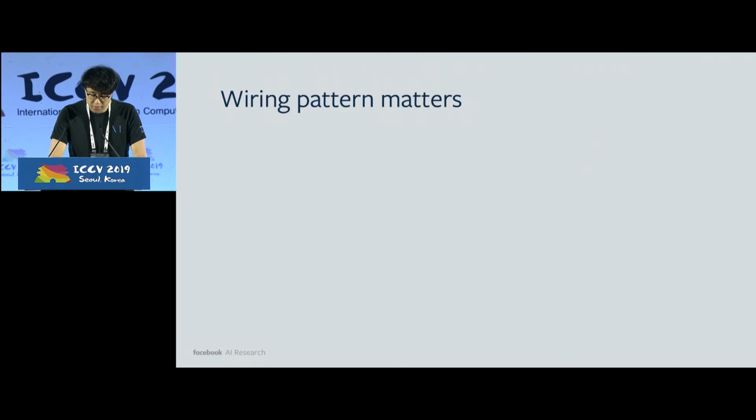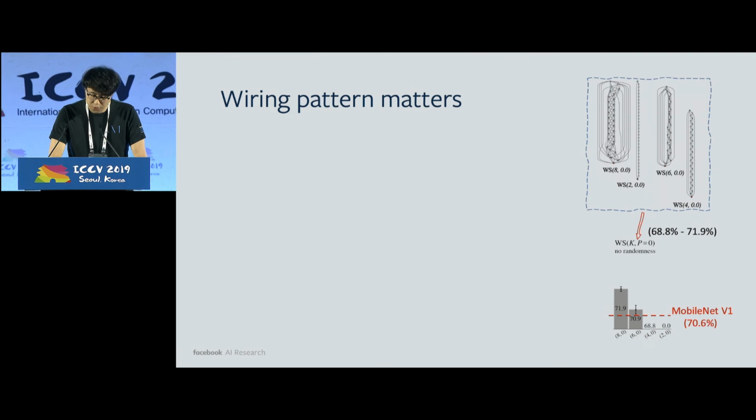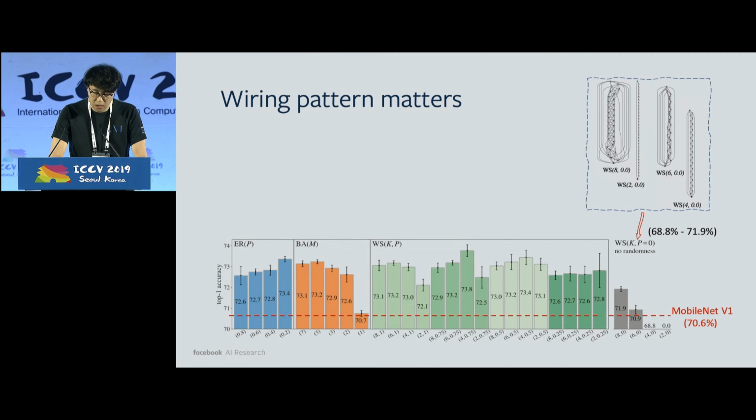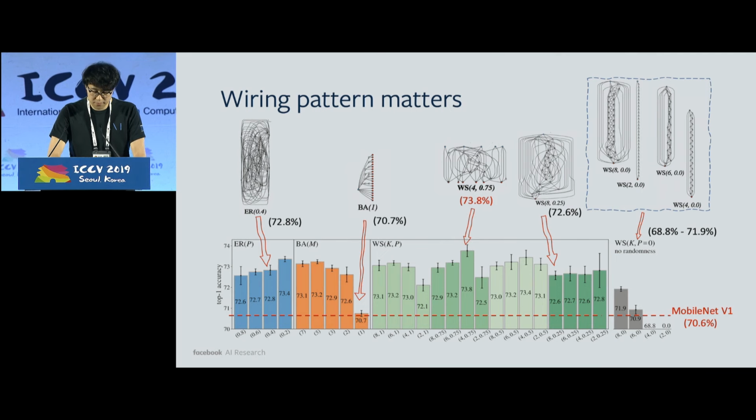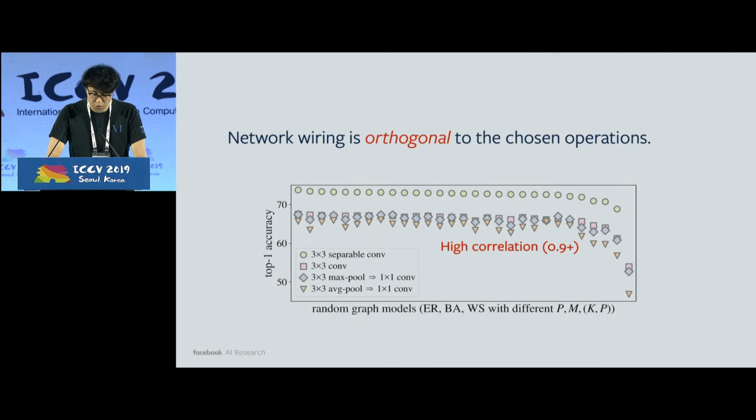Under a standard ImageNet low compute setup, without any random wiring, some deterministic generators perform poorly. Most random graph generators can work very well. However, different random graph generators can achieve different performance. We also did one experiment where we keep the wiring pattern fixed, but change the node operations. Different configurations have very high correlation, which suggests that network wiring plays a role that is orthogonal to the role of the chosen operations.